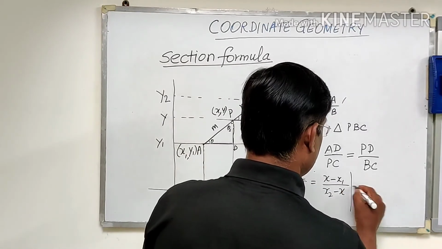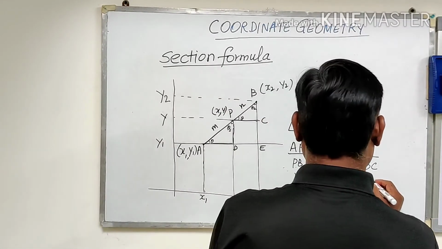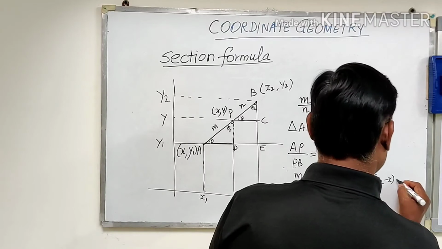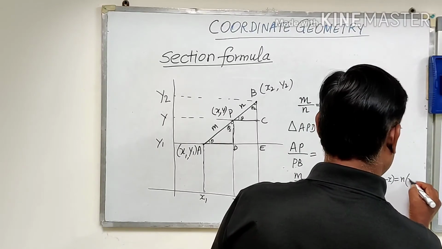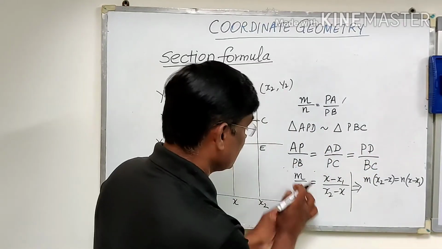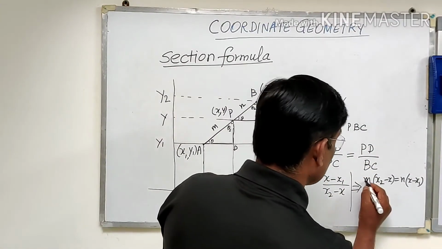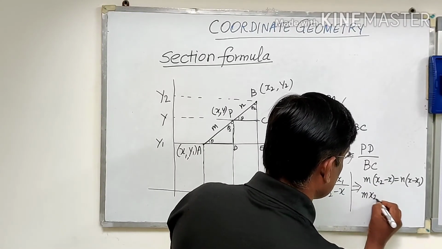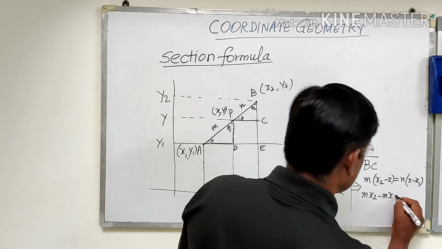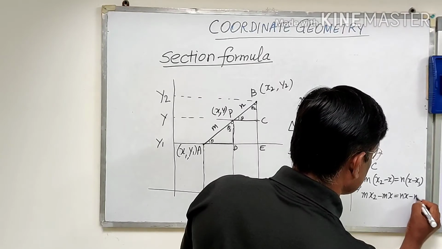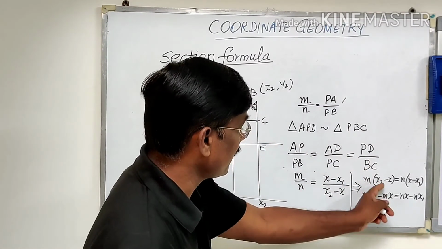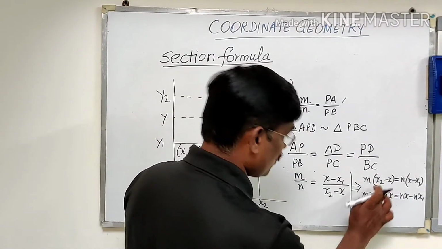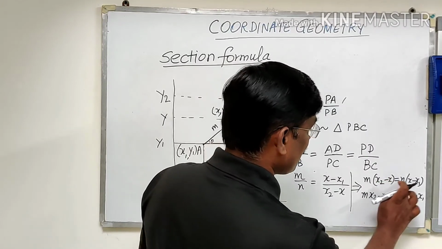What do we get? We get m into x2 minus x is equal to n times x minus x1, right? I have just cross multiplied. Now you multiply m with these two. So m x2 minus m x is equal to n x minus n x1, right? I have just multiplied and removed the bracket, multiplying m with the contents within the bracket.